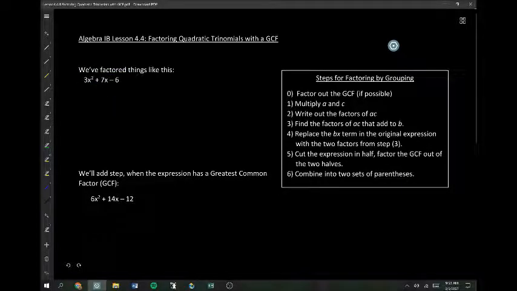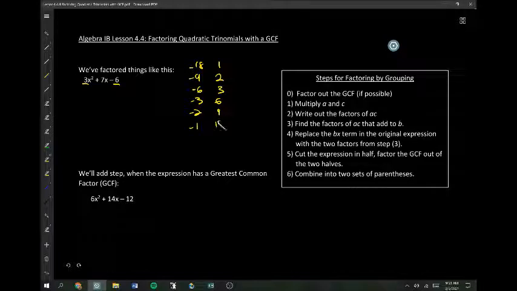Our first step would be to multiply a times c to get negative 18 and write out all the factors of negative 18. There they are. I'm going to find the pair that adds to positive 7, which is this one. So I'm going to split up this 7x into negative 2x plus 9x. The 3x squared doesn't change, but then we're going to have, I'll do the plus 9x first, minus 2x, minus 6. So this negative 2 and this 9 replace this positive 7.